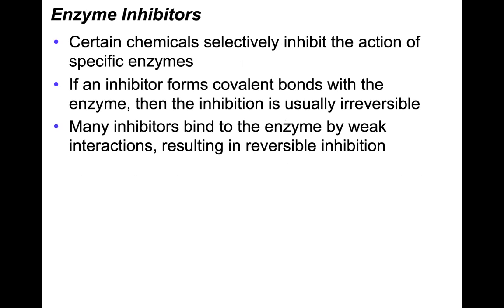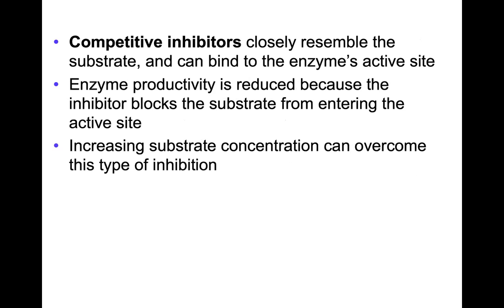You can also have enzyme inhibitors, certain chemicals that will selectively inhibit the action of specific enzymes. If an inhibitor forms a covalent bond with the enzyme, then the inhibition is usually irreversible. Many inhibitors bind to enzymes by weak interactions, resulting in reversible inhibition. There are two types of inhibitors. You have competitive inhibitors, which will bind to the same active site as the substrate.